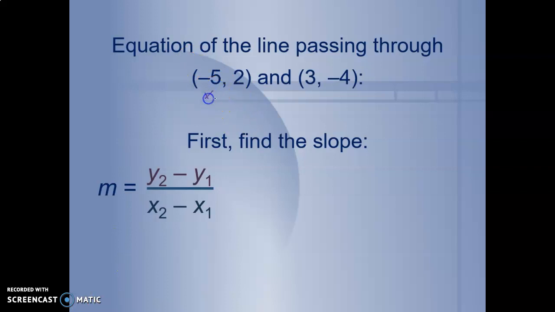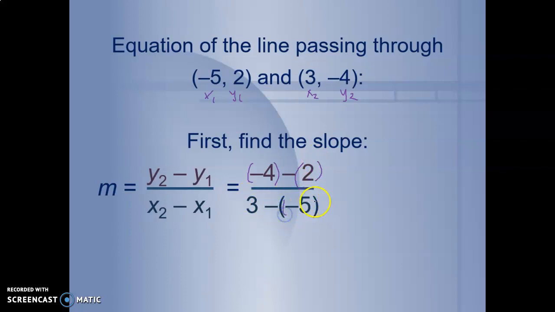Again, I would definitely recommend that you label your x1, y1, x2, y2 to make sure that you're keeping them in the correct order and plugging them into the correct place in the formula. Also, even though they don't do it here, I would recommend that you use parentheses around your numbers to protect your negatives. So negative 4 minus 2, and 3 minus negative 5.